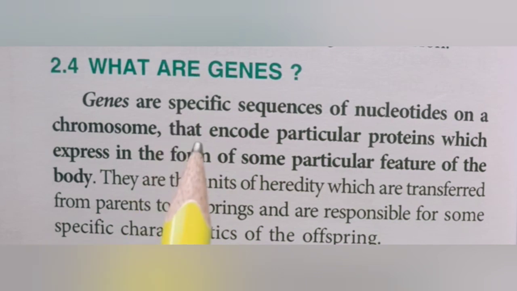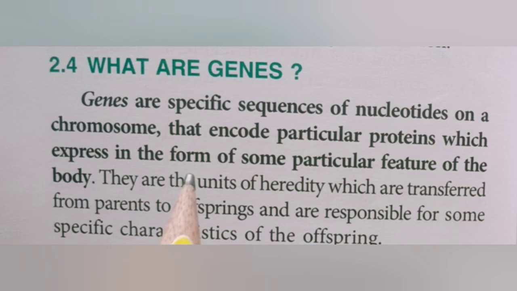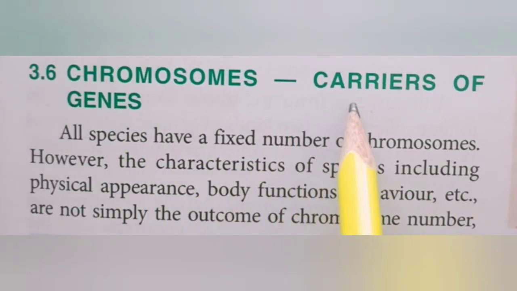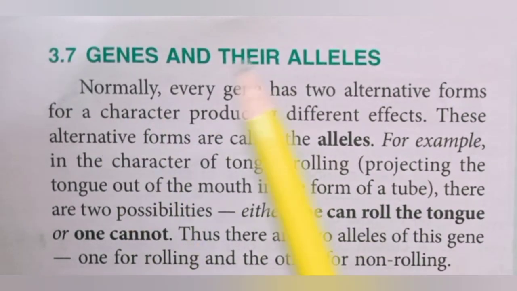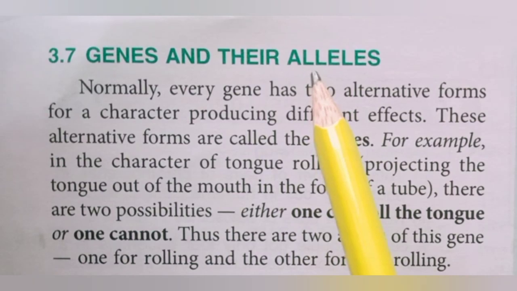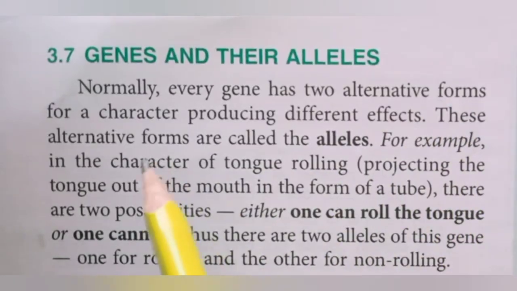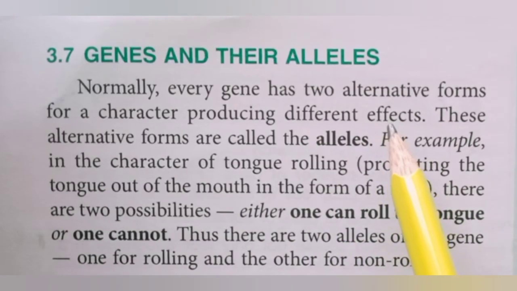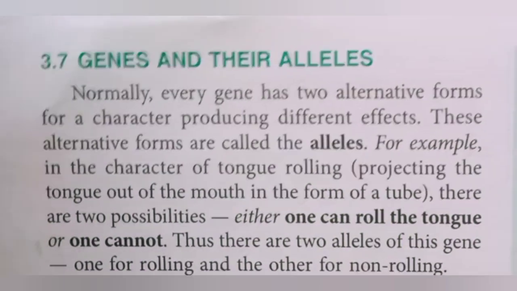Genes are also known as the units of heredity, as they carry the different characters from the parents to their offspring, that is their children. Chromosomes are the carriers of genes. Chromosomes are always present in pairs, so the genes are also always present in pairs. And normally, every gene has two alternative forms for a character producing different effects. These alternative forms of the genes are known as the alleles.